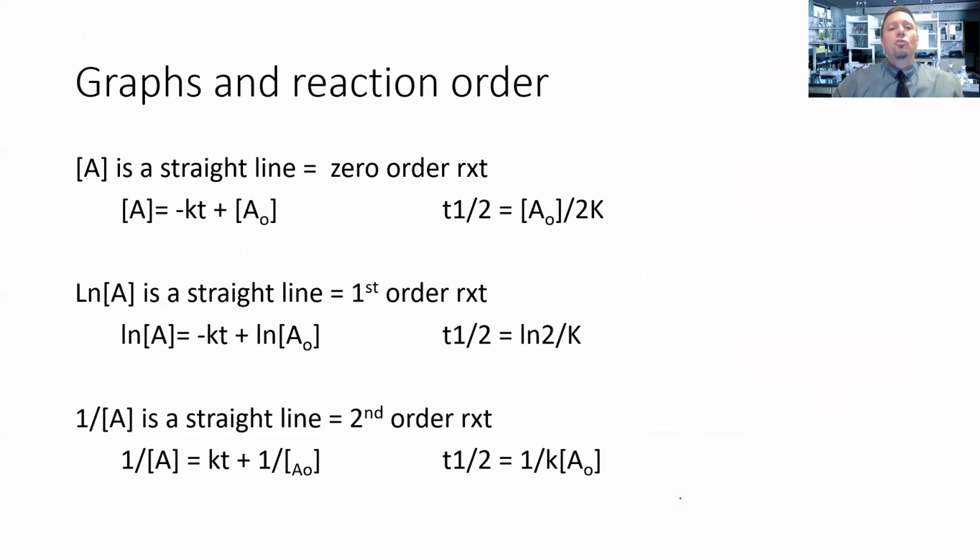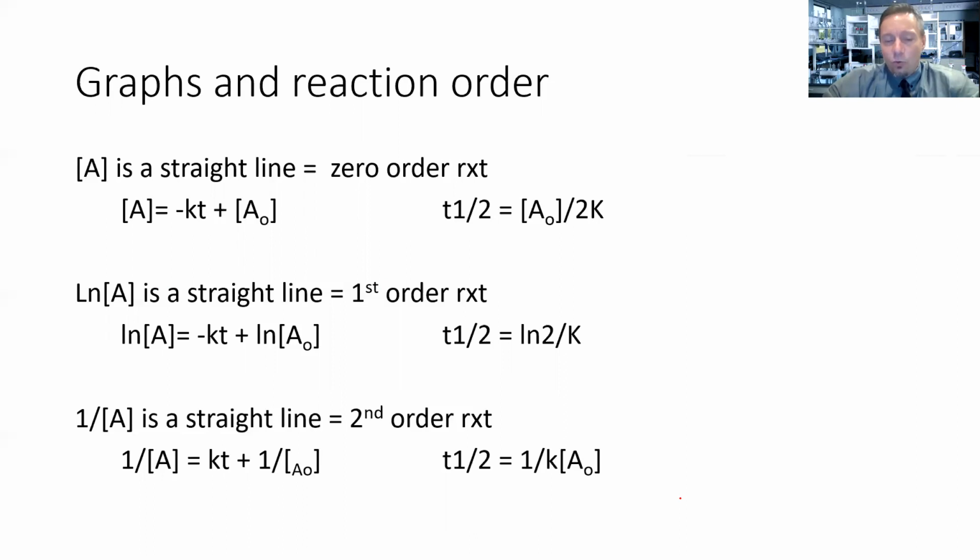All right, so graphs and reaction order. They're all straight lines. When you look at the straight line and the y-axis is concentration of A, that means it's zero order. If it's the natural log of the concentration of A, that's first order. If it's 1 over the concentration of A, that tells you right away. You don't have to really do much more. You just see that and you know it's second order.